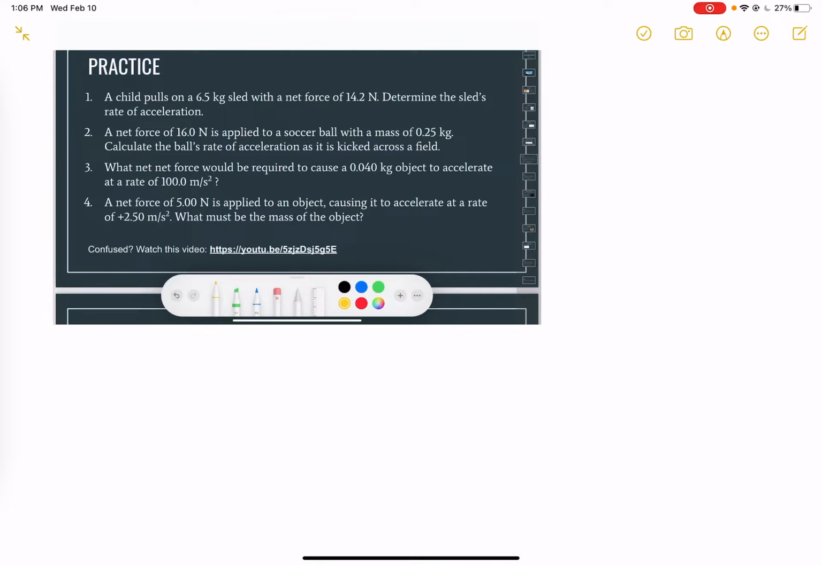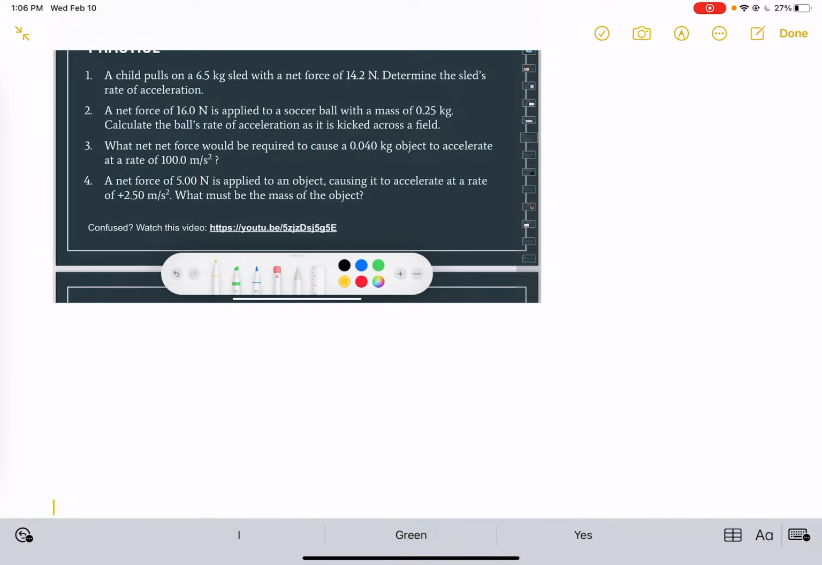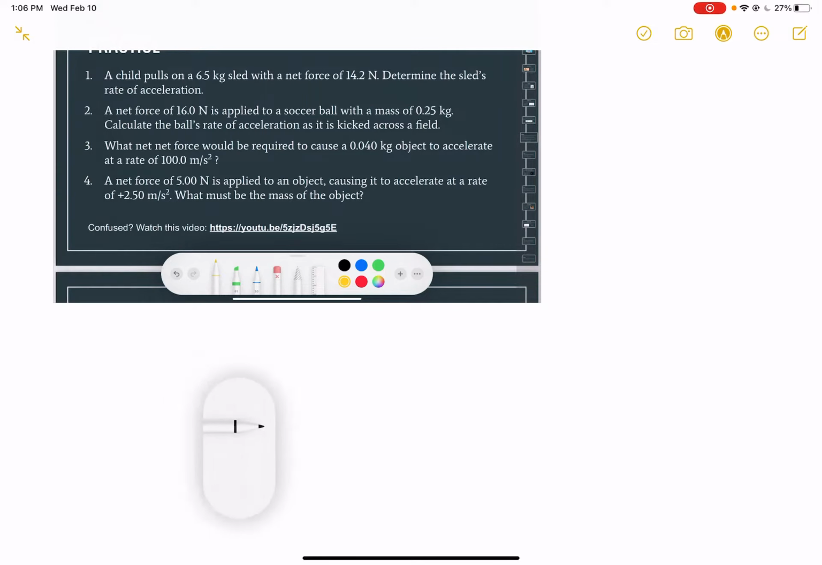All right, so let's try an example here. This is number 1. We'll do that one first. The very first one here is a child pulls a 6.5 kilogram sled with a net force of 14.2 newtons. Determine the sled's rate of acceleration.